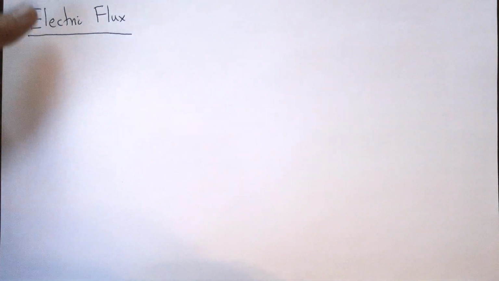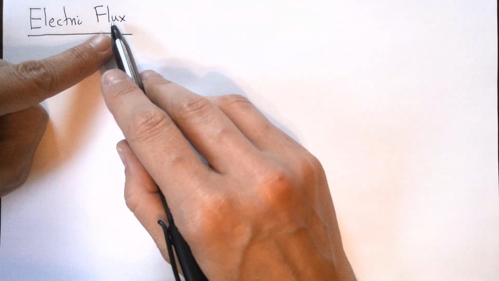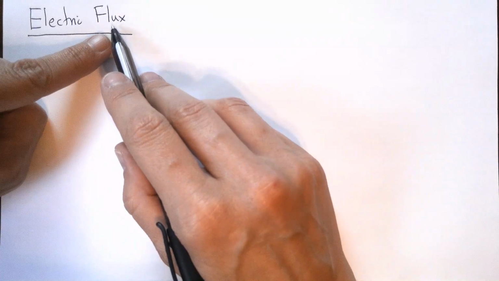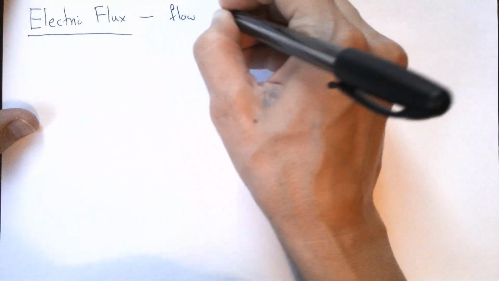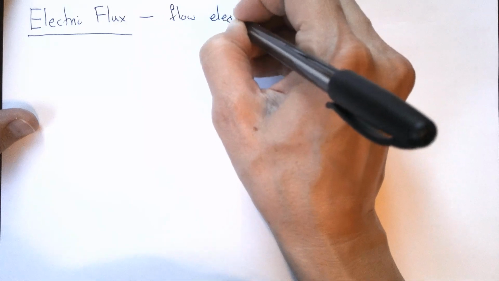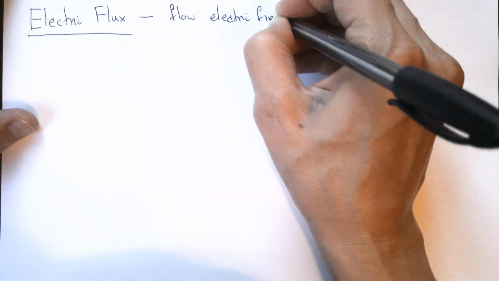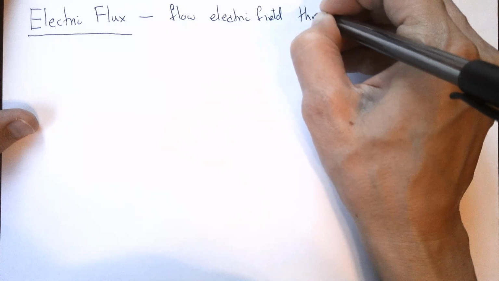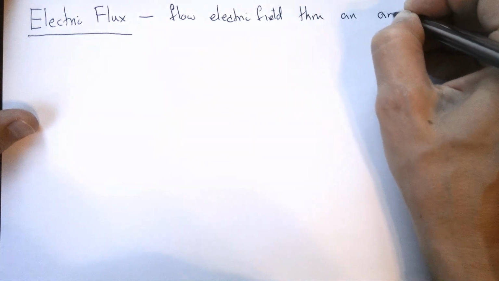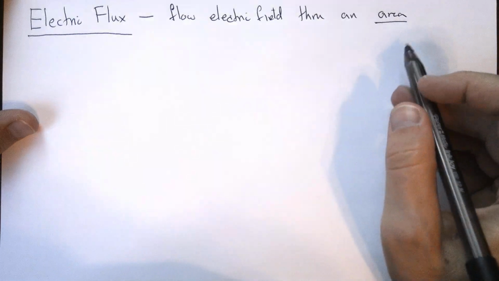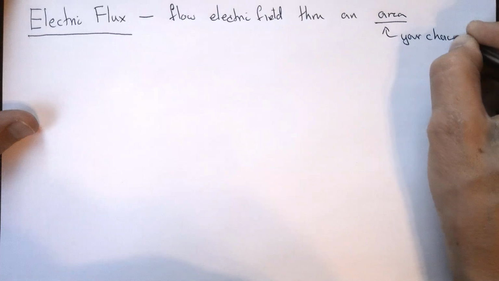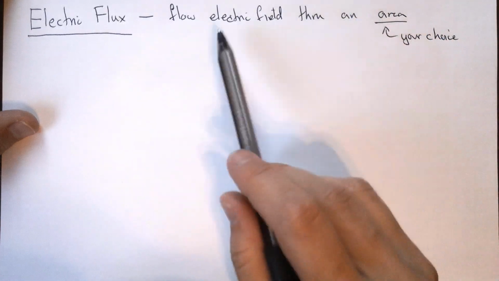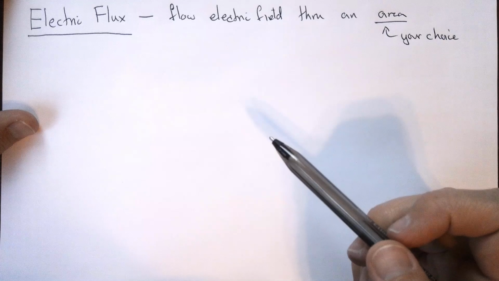So this video is about the electric flux. And flux, if you haven't come across that word before, it basically means flow of something through an area. In this case, it's the flow of the electric field through an area. And you might ask, well, what area? Well, you get to choose that. You get to define what area you're going to see how much electric field flows through.